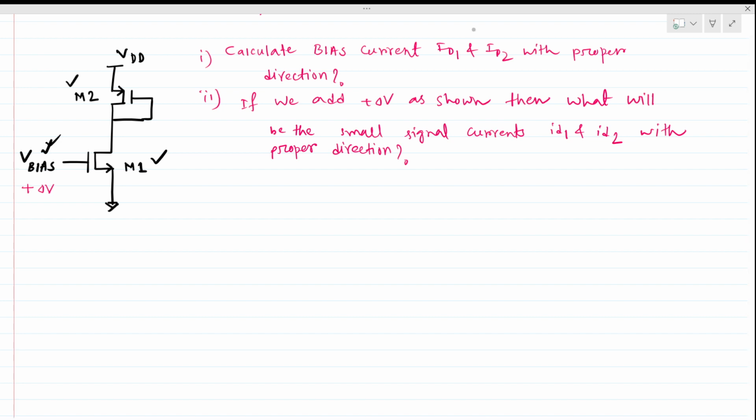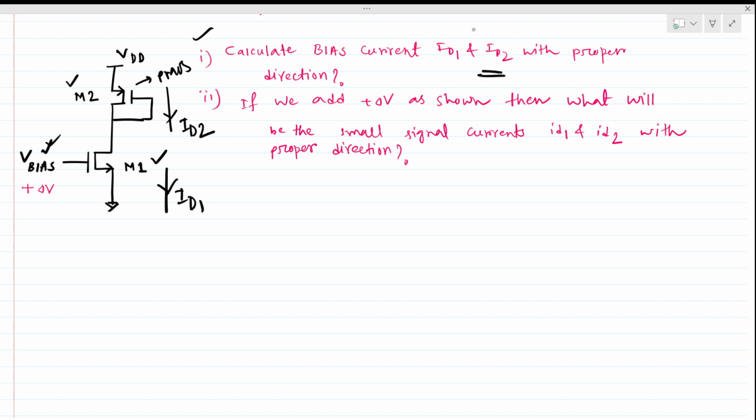First question is: calculate the bias currents ID1 and ID2 with proper direction. So what will be the answer? We can see that the current will flow in this direction, ID1. And what will be the direction of ID2? For bias condition, for a PMOS, and this is a PMOS, the bias current flows from source to drain. So the direction of ID2 will be this way. So this is ID2.